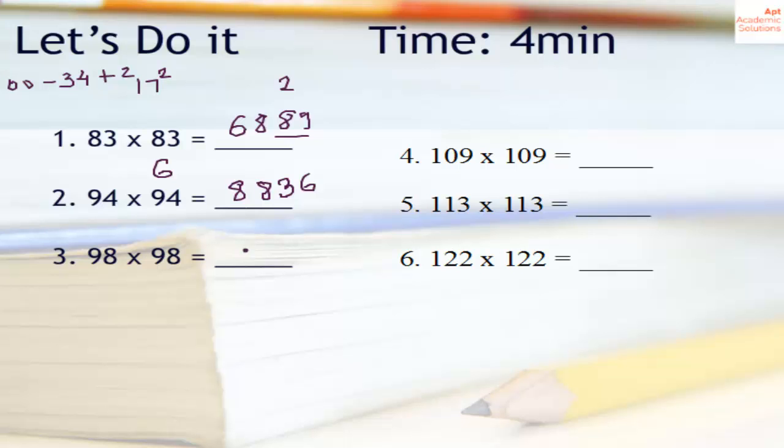For 98, simple, your difference is going to be 2, right? So if you do the 2 square, it is going to be 4, but we have to write 2 digits, right? So your right hand side is going to be 04. And what we have to do? We have to subtract 2 into 2, that is 4, from 100. So this is 9604, right?